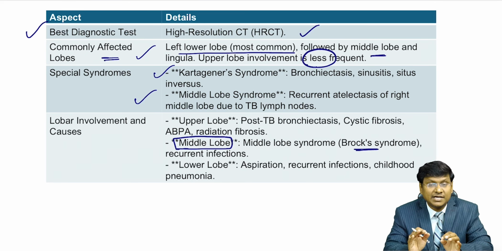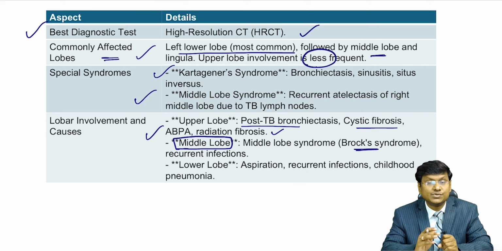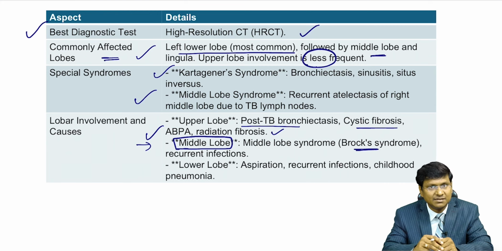And what are the various etiologies that will be causing upper lobe bronchiectasis? That includes post-tubercular bronchiectasis, followed by cystic fibrosis, allergic bronchopulmonary aspergillosis, and radiation fibrosis. So these are the etiologies that will be causing upper lobe bronchiectasis. Then the middle lobe, as I was just discussing, is Brock syndrome.